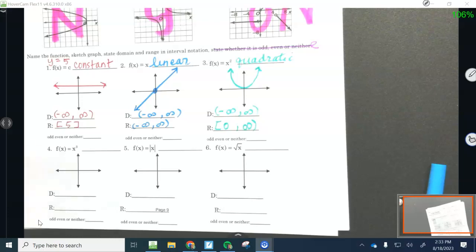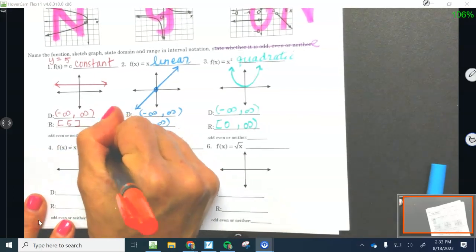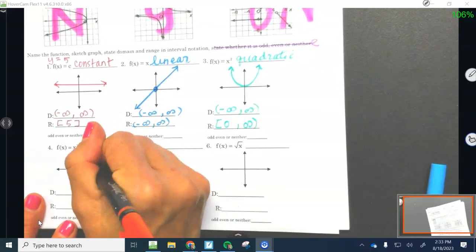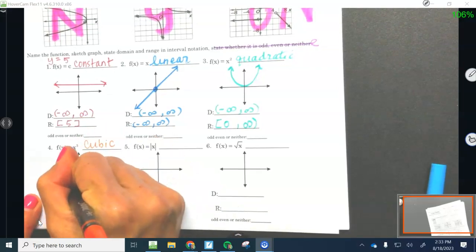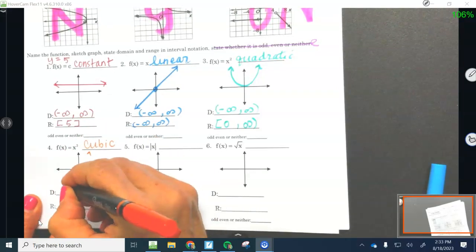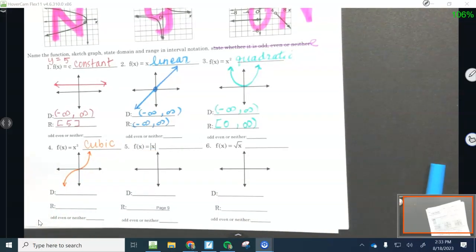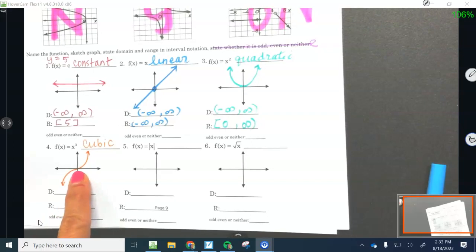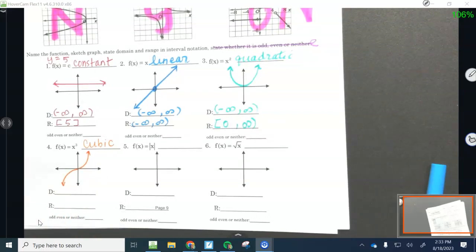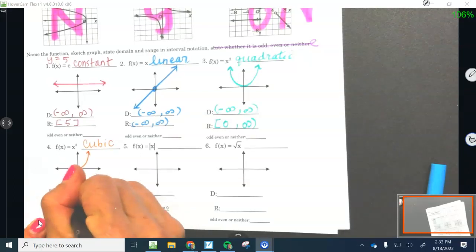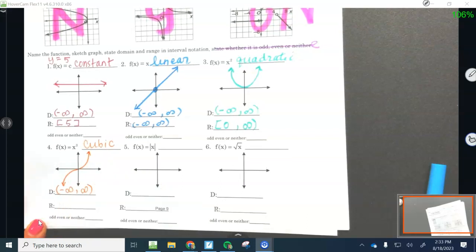Now we're looking at a cubic. So let's go ahead and write cubic here. And guys, for your cubic, I kind of draw my arrows first, then I connect them. Try to draw a little swirl, a little concavity change right here if you can. And then again, I drew 2 arrows. So it is negative to positive infinity for the domain. What do you think it is for the range? What is it? Yes, it's the same.